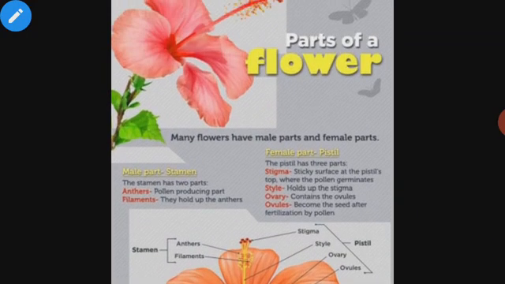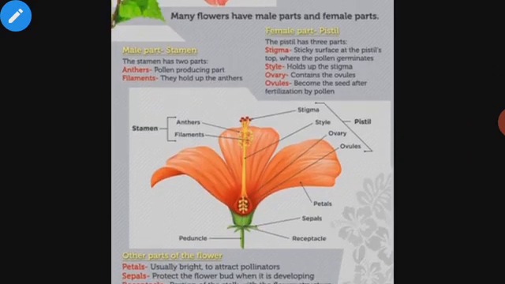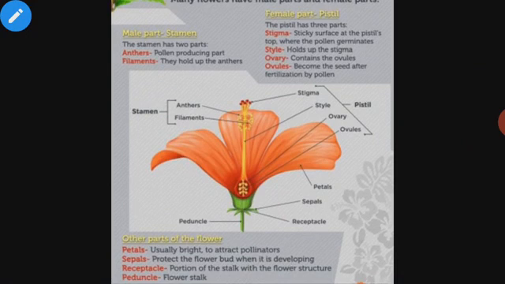Parts of a flower. The main parts of a flower are receptacle, sepals, petals, stamen and carpel. Among these parts, the reproductive parts of the flower are stamen and carpel. Carpel is also known as pistil. Each and every part of the flower plays an important role.